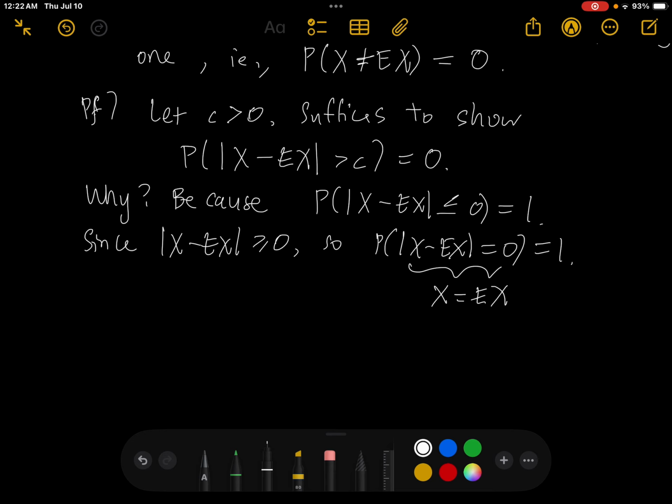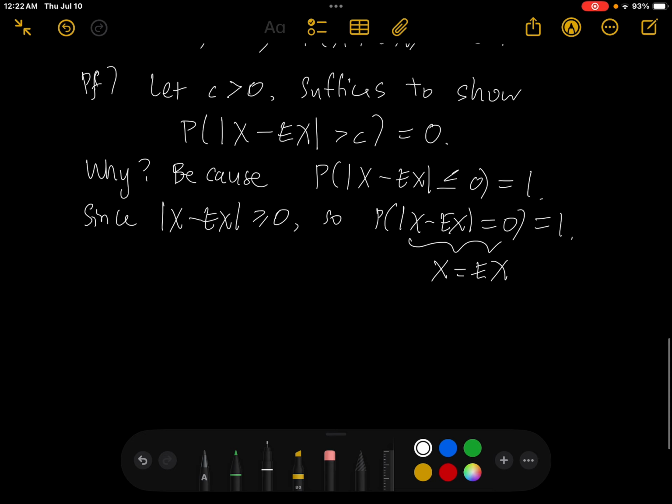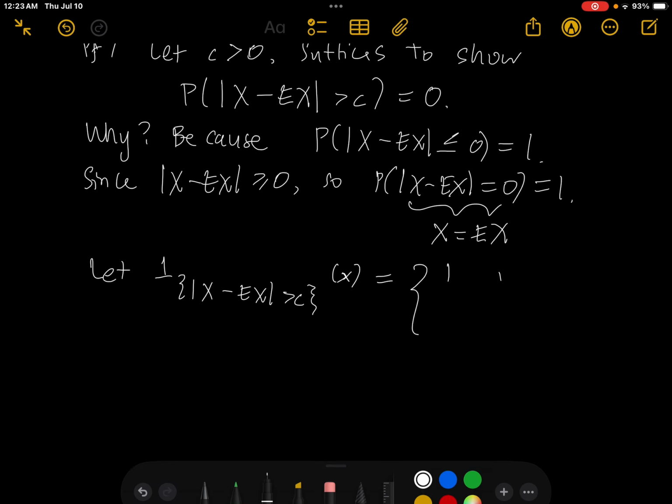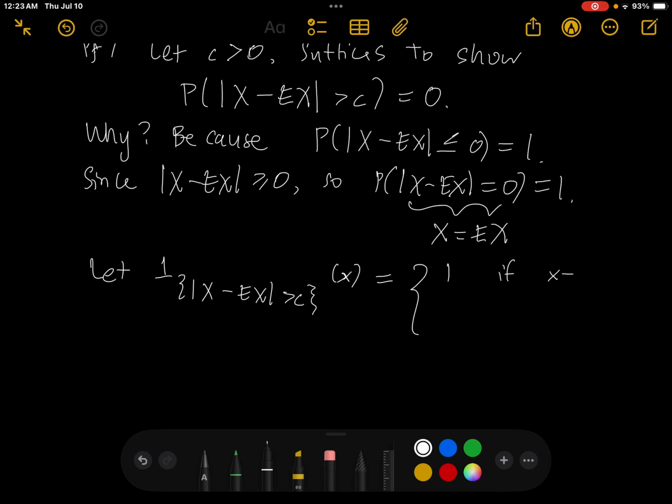Okay. So because of that, let's define a random variable, which is 1 with this subscript. It takes the value 1 if little x minus the expectation of the random variable X, in absolute value, is greater than c, and 0 otherwise.